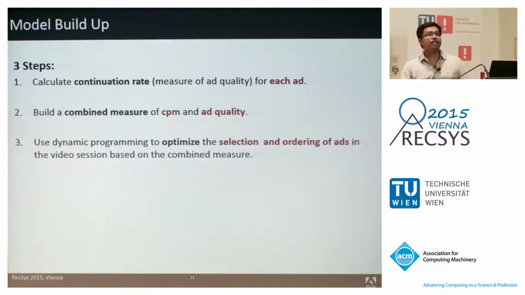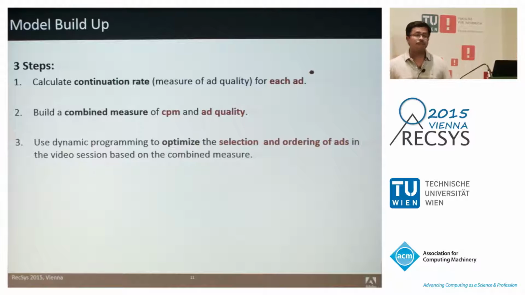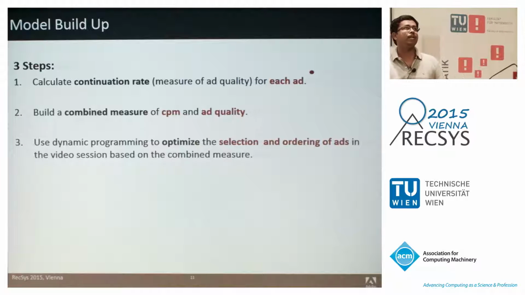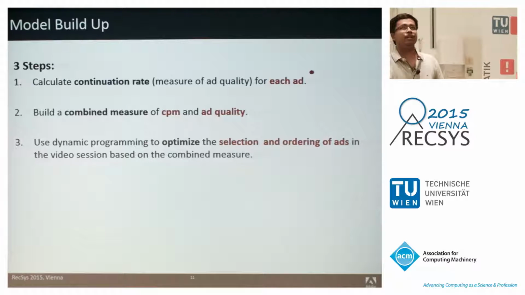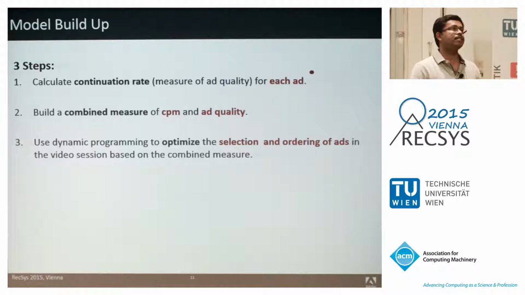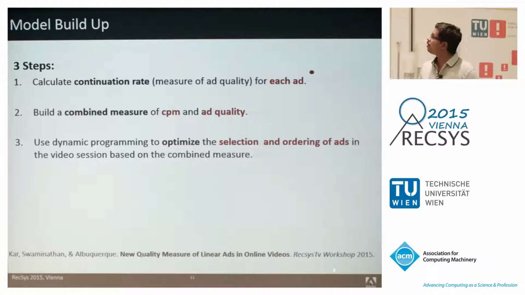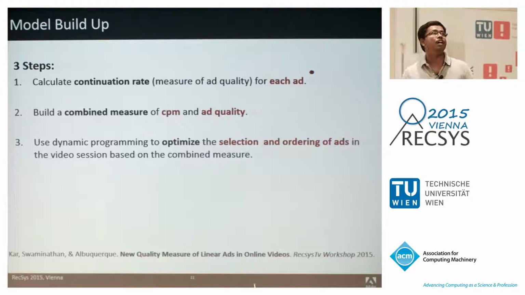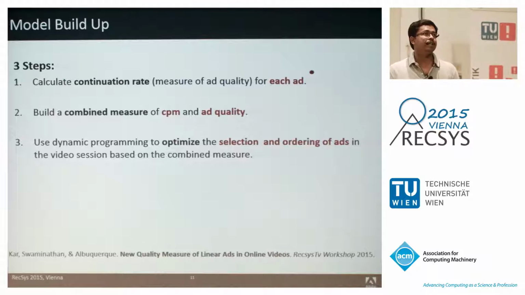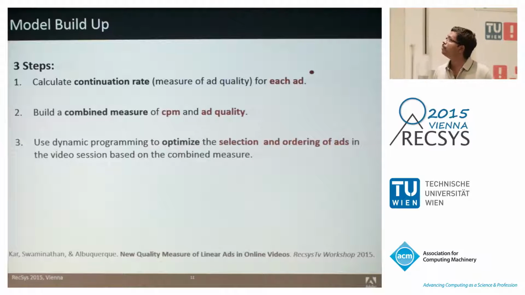Now, in this particular presentation, I will not be covering how to calculate the continuation rate. You can use any technique you want. You can use statistical models, click-through rates, or bounce rates, depending on what kind of application you are doing. But I am presenting tomorrow at the RecSys TV workshop on how we calculate this continuation rate. You are more than welcome to come there.